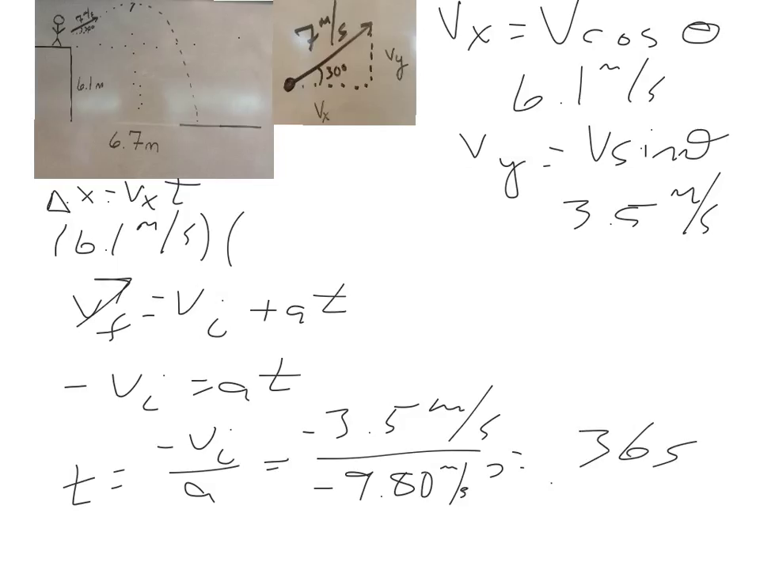So I'm going to put that back up here. I'm going to put that as my time up. Because my total time is the time that it takes to go up and the time that it takes to go down. So I'm going to put 0.36 seconds plus, this is a decimal here, sorry. All right, well now I need to figure out my time down.